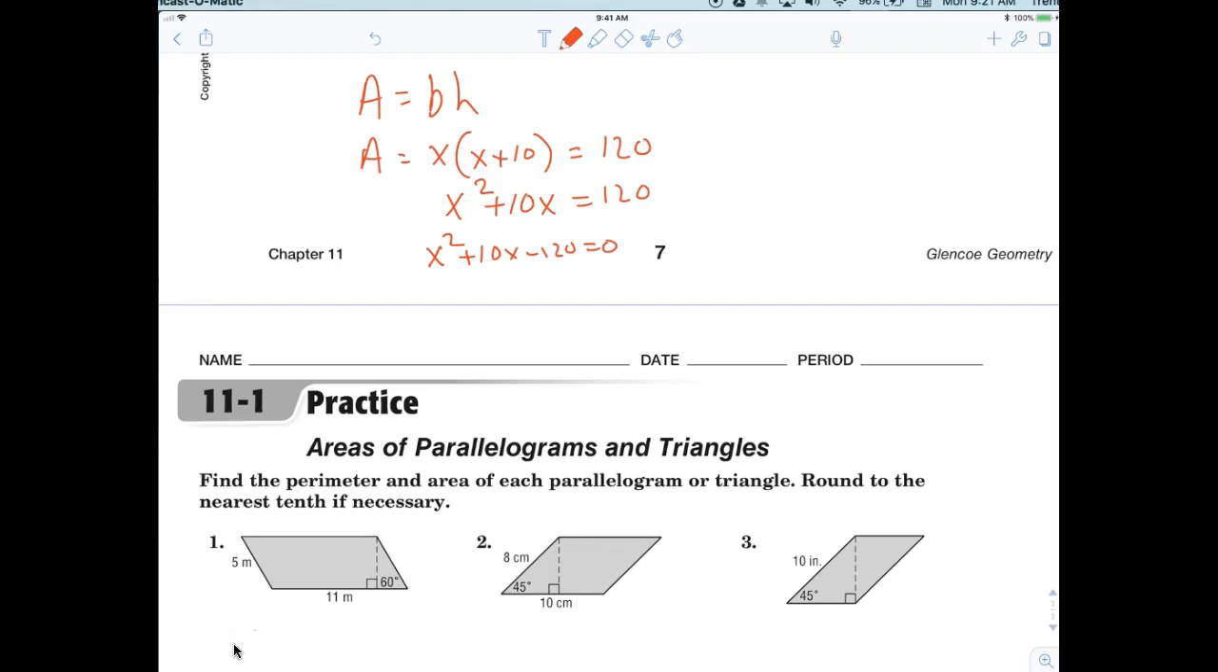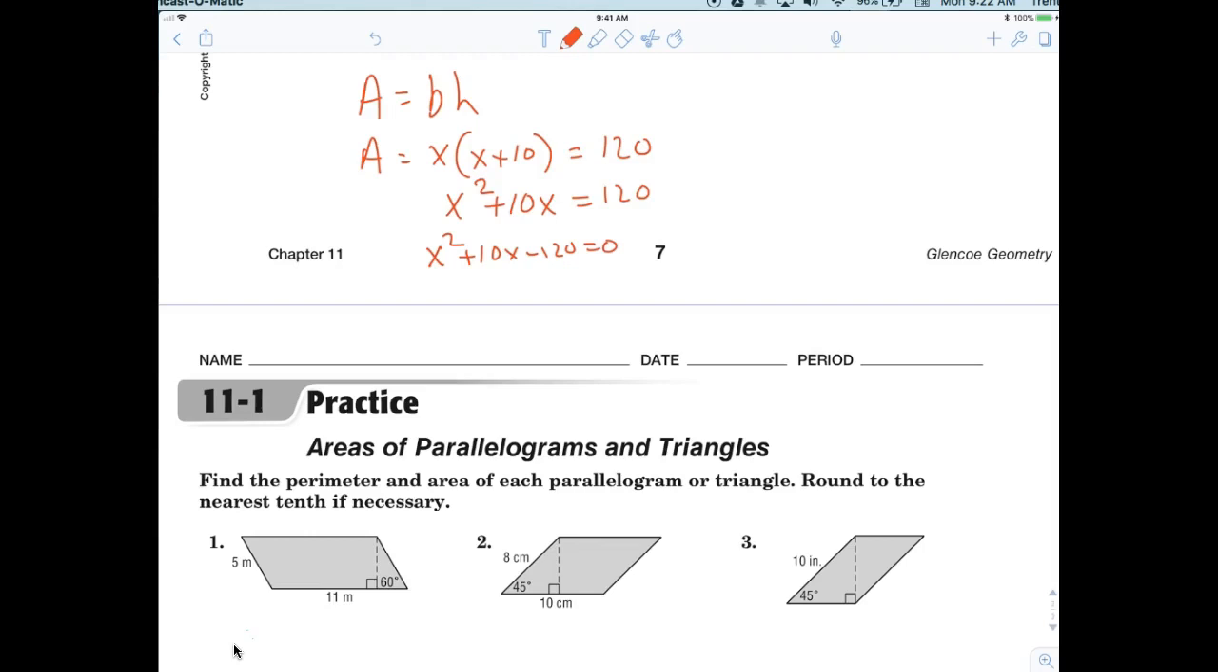And now, are there any factors of 120 that make 10? Are there any factors? Like, 12 and 10. No, it doesn't make sense. Yeah, 12 and 10 is 120, but it doesn't make 10. So we need the quadratic formula. Yeah, so here we go.